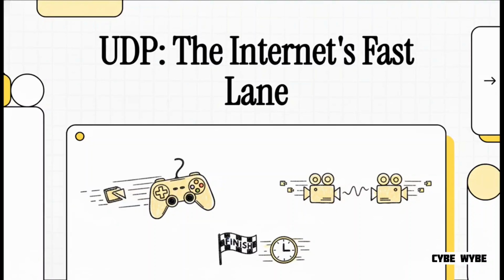All right, today we're going to talk about one of the internet's real unsung heroes. It's the secret sauce that powers your favorite games, your video calls, all because it follows one simple, kind of brilliant rule. Sometimes being fast is way more important than being perfect. We are talking about UDP.